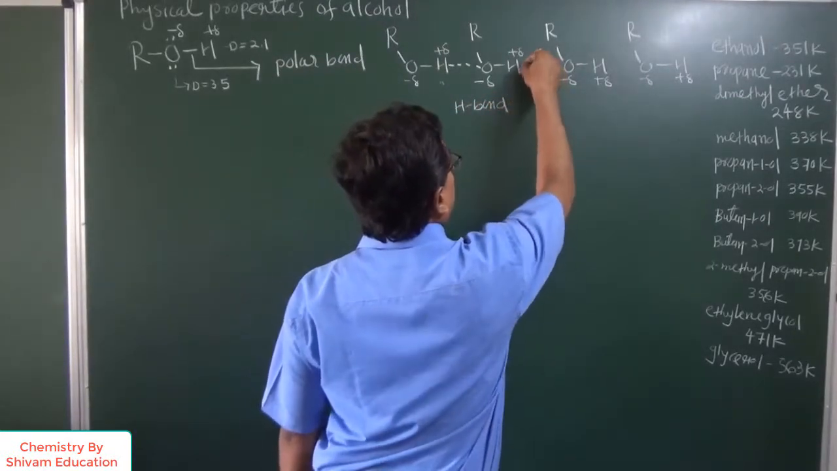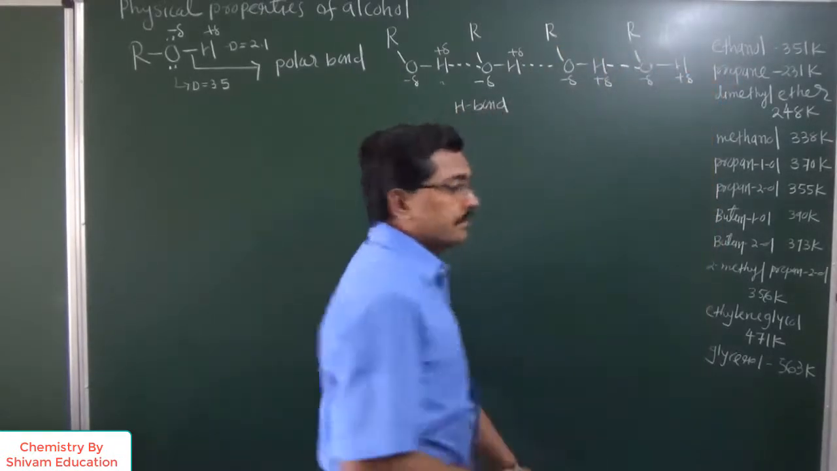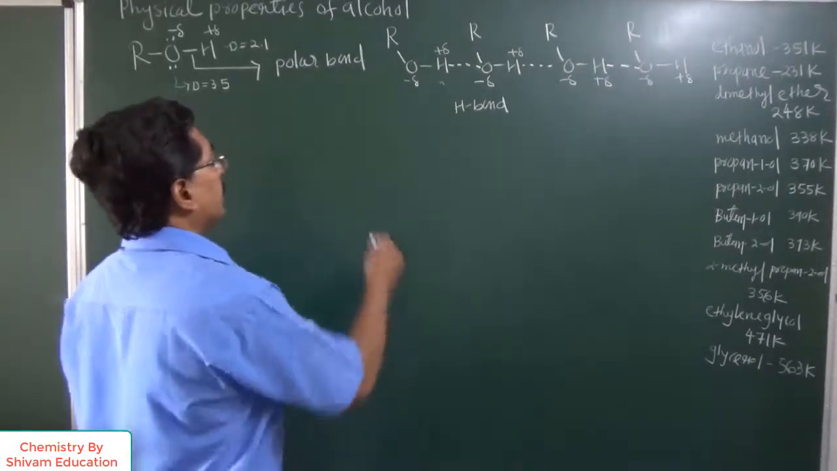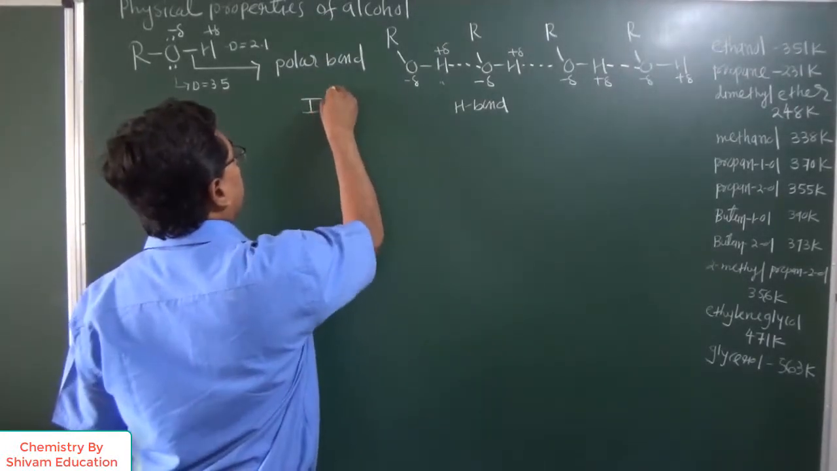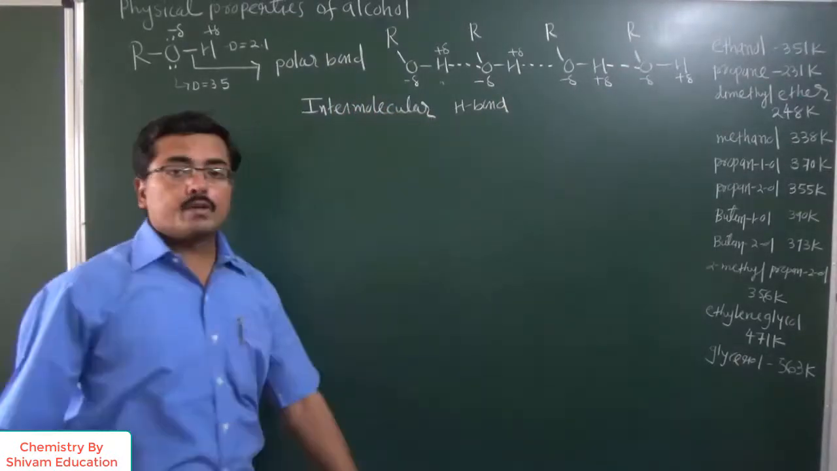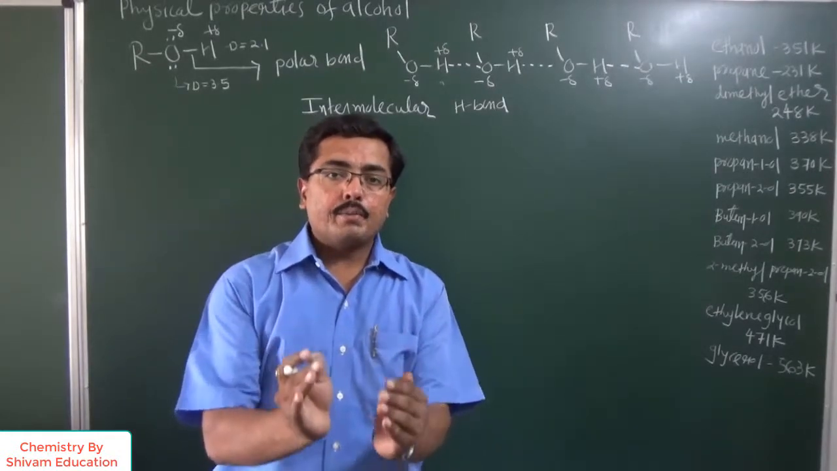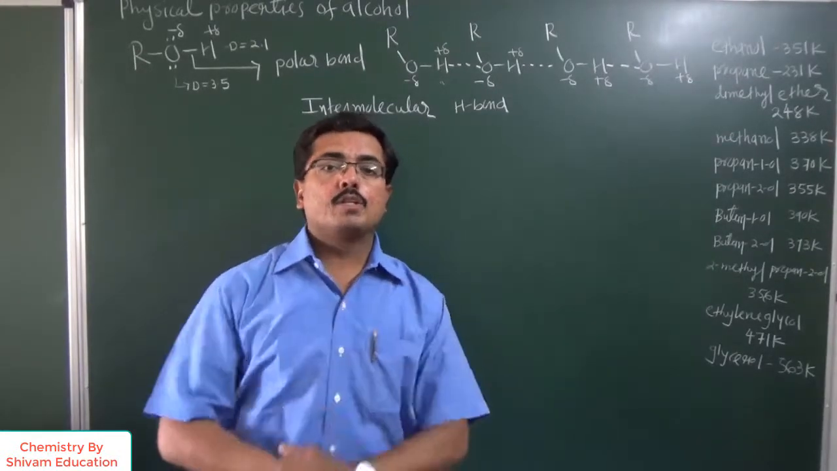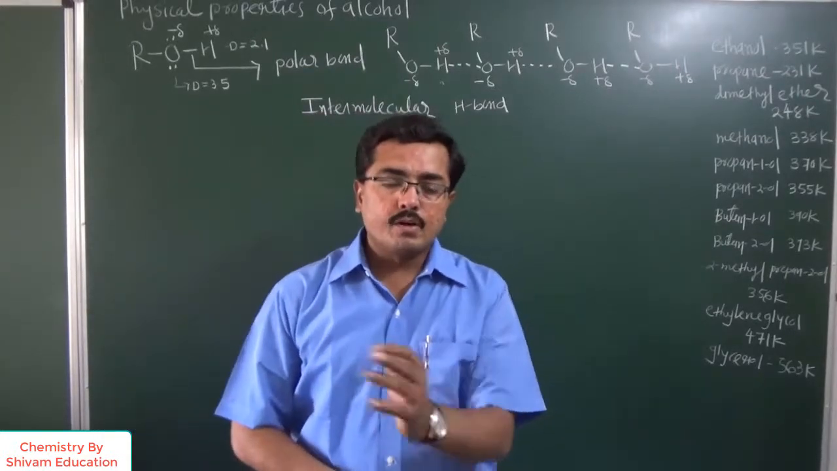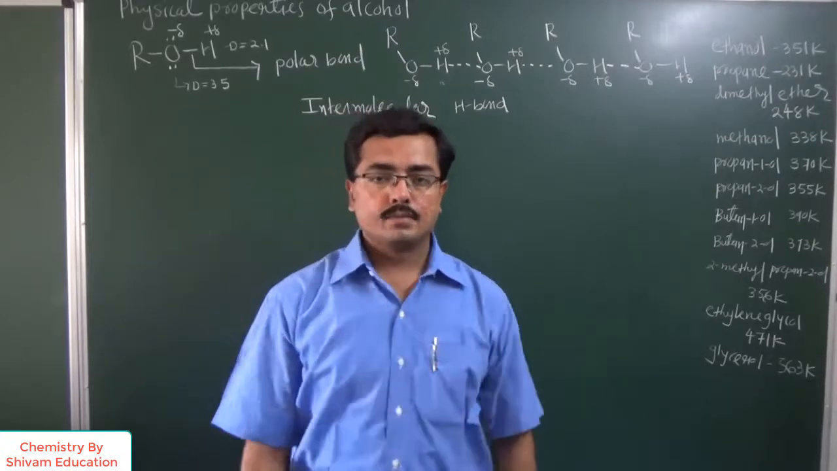Now this hydrogen bond formation takes place in between two different molecules of alcohol. Therefore, it is known as intermolecular hydrogen bond. So it is observed that in the liquid state of alcohol, intermolecular hydrogen bond formation takes place, while this type of bond is not observed in an alkane as well as in an ether.